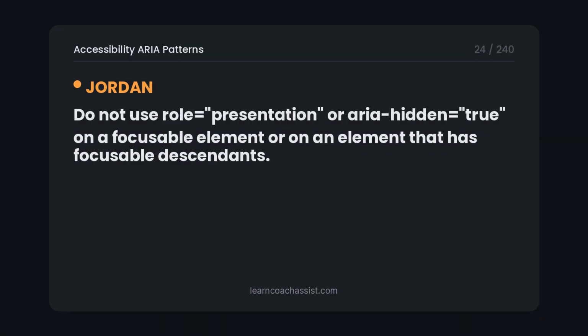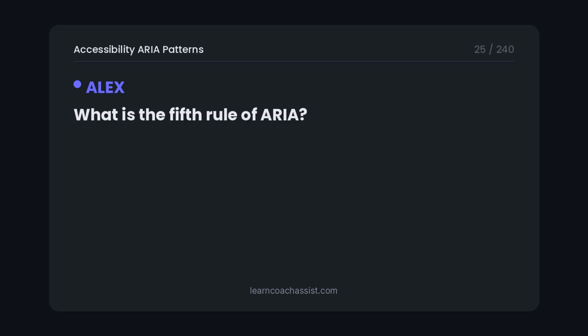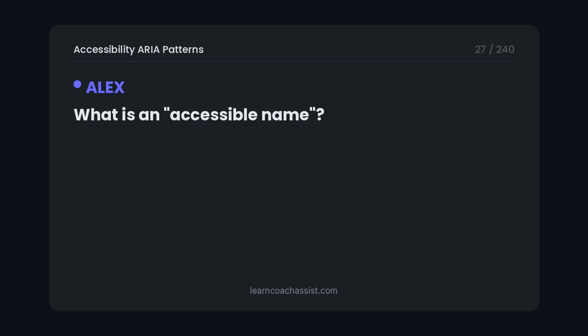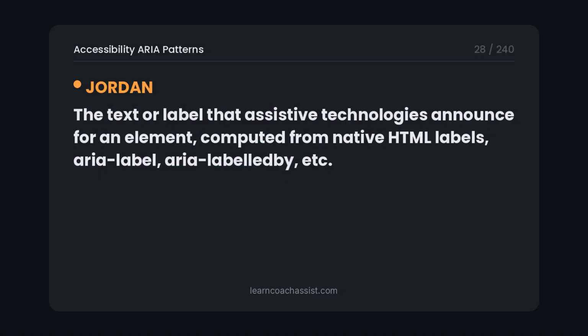Do not use role equals presentation or aria-hidden equals true on a focusable element or on an element that has focusable descendants. What is the fifth rule of ARIA? All interactive elements must have an accessible name. What is an accessible name? The text or label that assistive technologies announce for an element, computed from native HTML labels, aria-labelledby, etc.